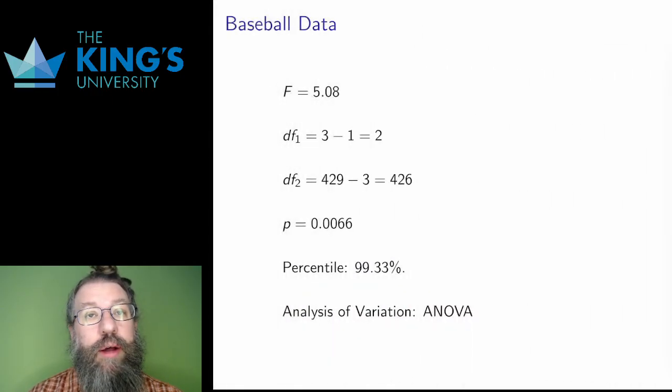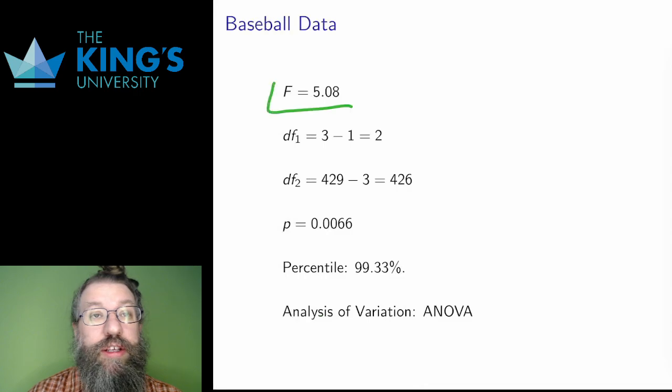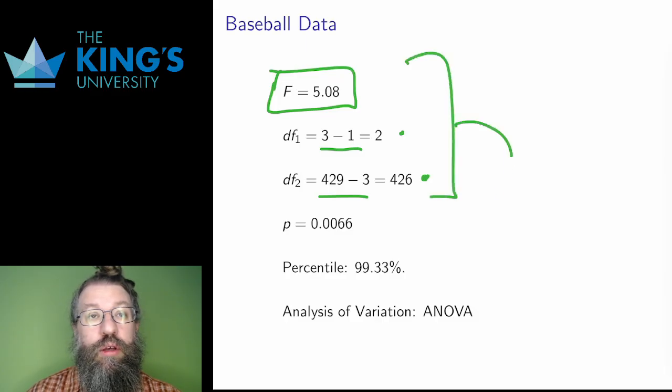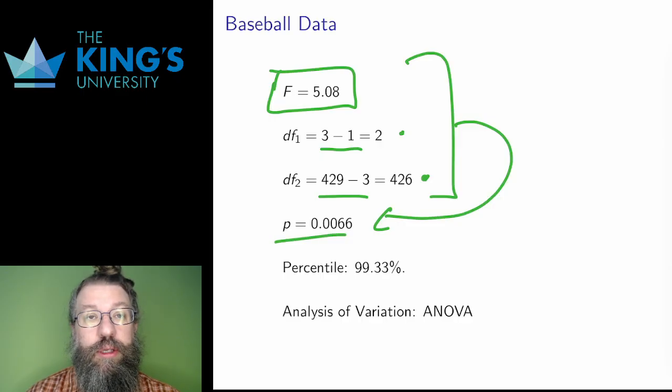So now I can do the hypothesis test. I ask R to calculate the F statistic for me, and for the baseball data it returns 5.08. I calculate the degrees of freedom. There are three categories, so df1 is 3 minus 1 equals 2. There are 429 cases, so df2 is cases minus categories, 429 minus 3 equals 426. From this information, I can ask R to produce a p-value, and it returns 0.0066.